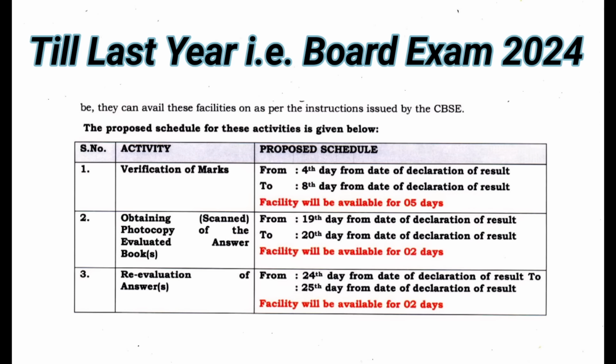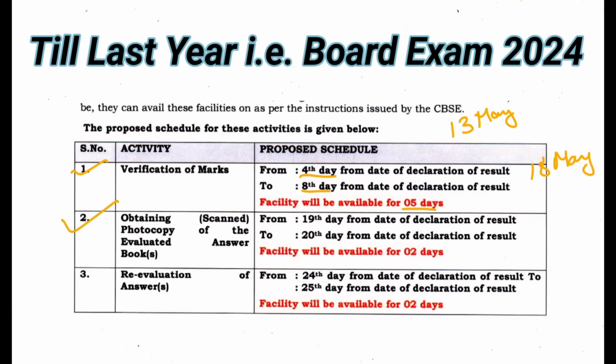First, let us see what was happening last year. Last year, the first process used to be verification of marks, and this normally starts on the 4th day after declaration of result. Means if our result is declared on 13th May, verification of marks will start by 18th May and it will remain till the 8th day. Means this facility will be available only for 5 days.